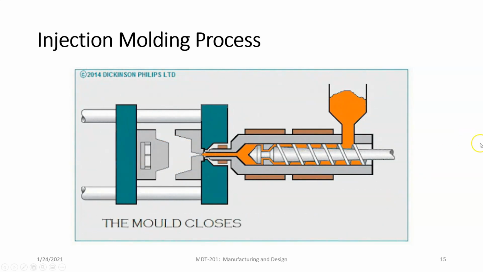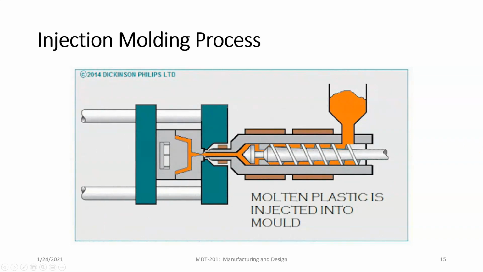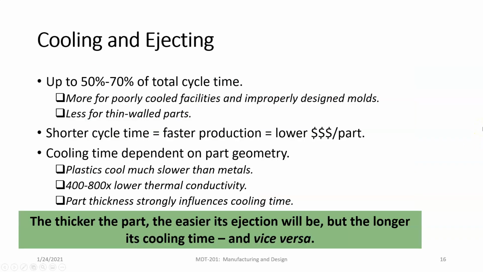Okay, so that's the injection molding process. The cooling and ejecting part of that is up to 50 to 70% of the total cycle time. So it's a substantial part, the cooling and ejecting. Think about doing hundreds of thousands of parts, right?